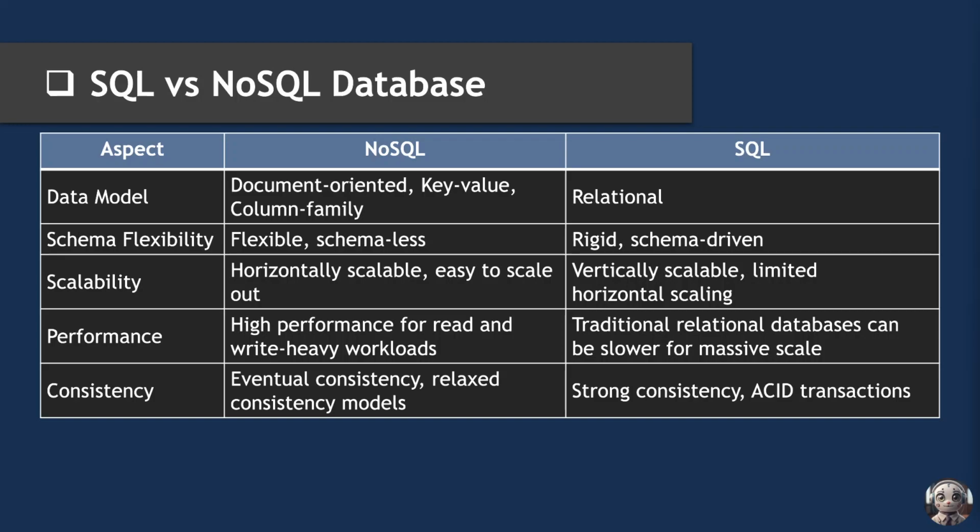Next aspect is consistency. NoSQL databases often prioritize availability and partition tolerance over strong consistency. They may employ eventual consistency models, where data updates are propagated asynchronously and may take time to reach all nodes in the system. This relaxed consistency can result in faster response times but may lead to temporary inconsistencies.